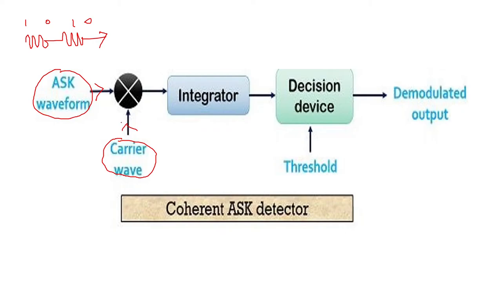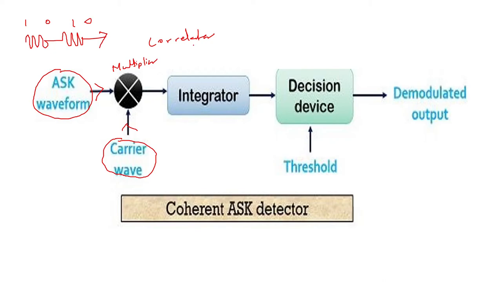Now here we have a multiplier. The ASK signal is applied to the multiplier and the integrator. This is a multiplier and this is an integrator. This multiplier and integrator together will be called a correlator. Now, the locally generated coherent carrier is applied to the multiplier.